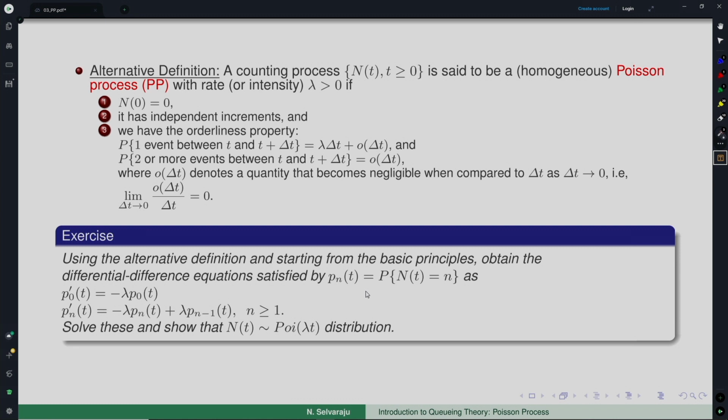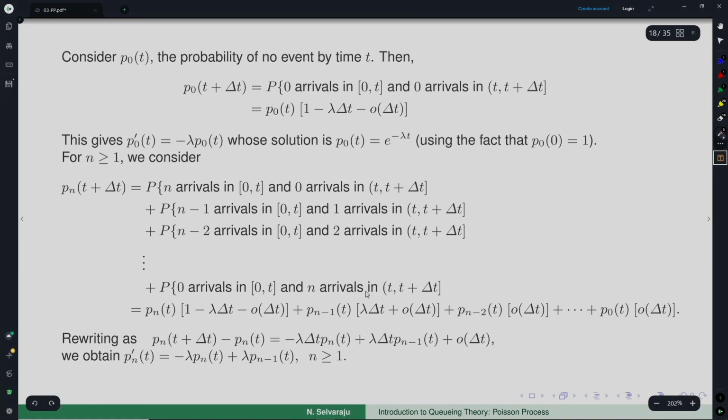This is an exercise you can do, but let me also give a hint of a few steps on how one can do that. Now, consider first P0 of t. This is a boundary state, so 0 is a boundary state. What does that mean? The probability of N of t equal to 0 means that by time t there are only 0 customers in the system, or the process is in state 0 at time t starting from 0, which means from 0 to t no event has happened. That is the probability of no event by time t.